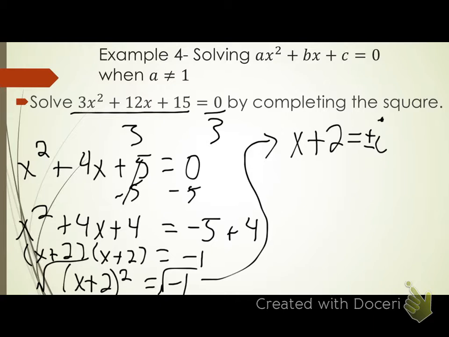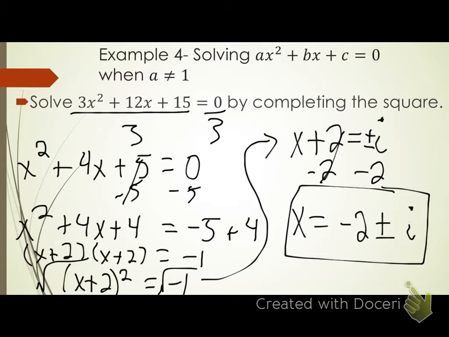How do I solve for x? Subtract 2 from both sides. So I get x equals negative 2 plus or minus i. That'd be my answers. My two solutions. x equals negative 2 plus or minus i. Any questions with that one? Not too bad. That was our last example. Pretty easy.